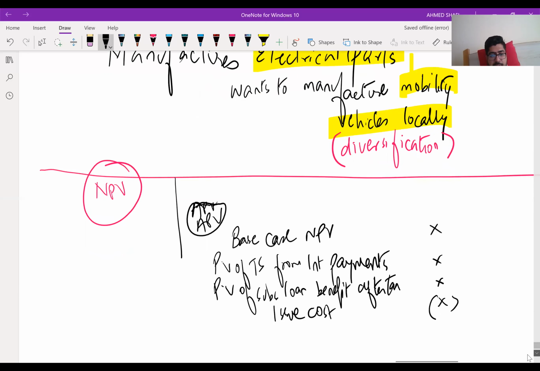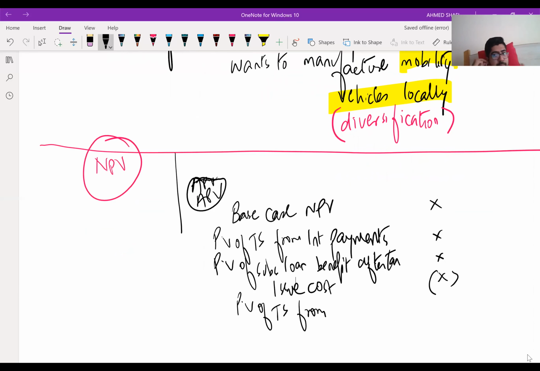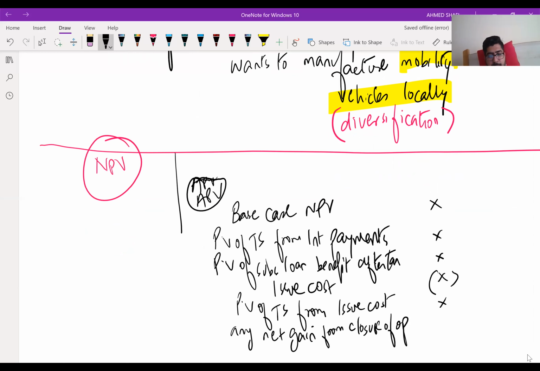Then present value of tax savings from issue cost, it's a benefit, and any net gain from closure of operations.